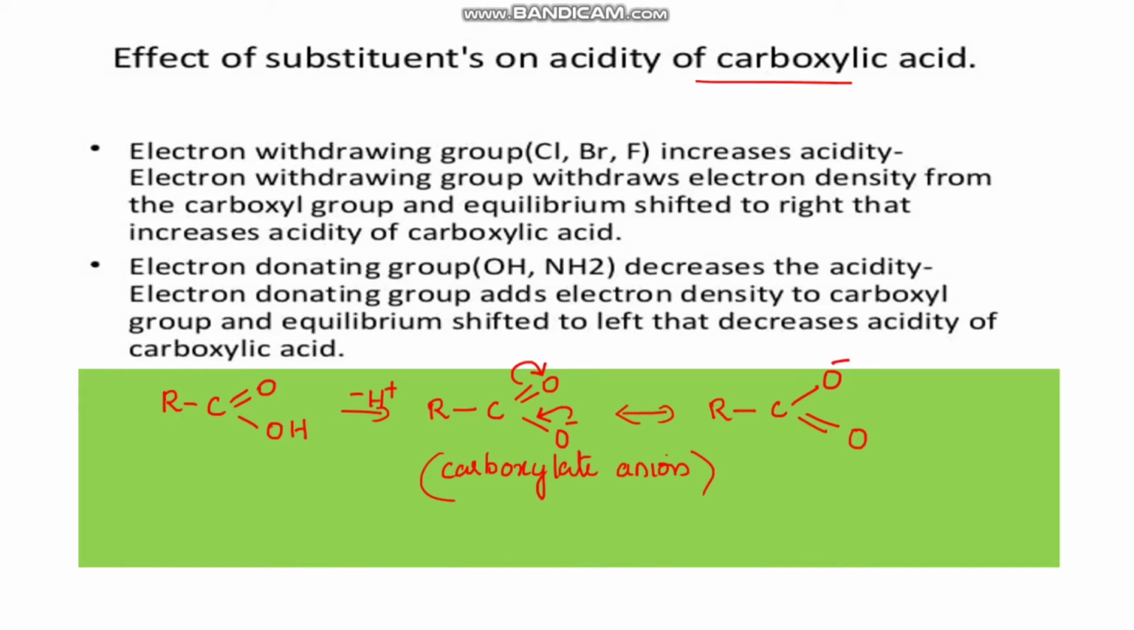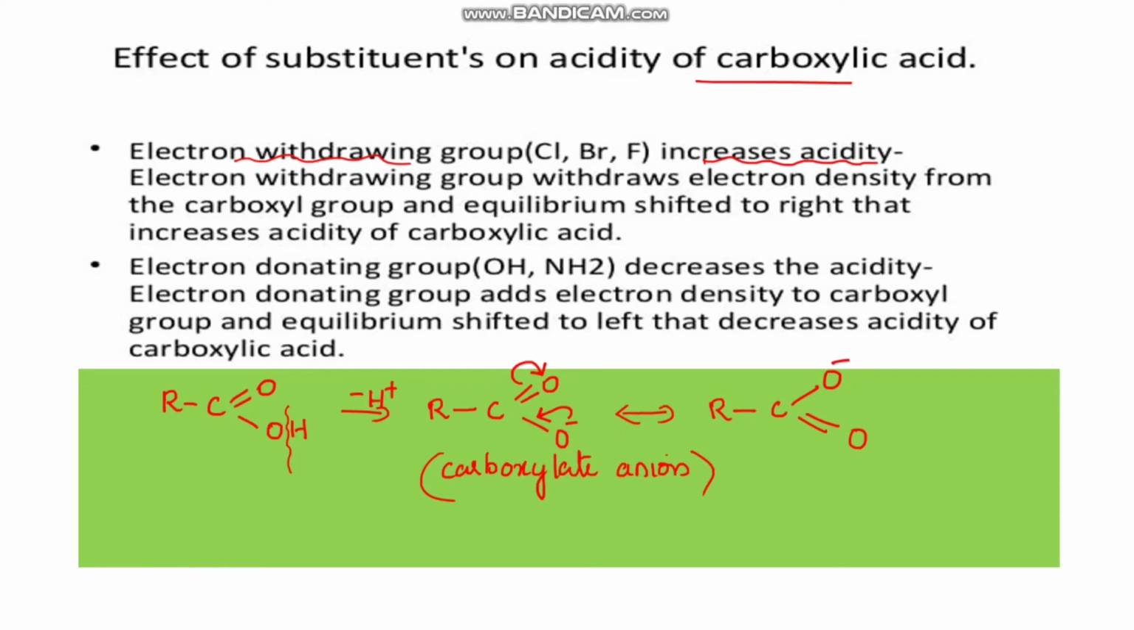And if an electron withdrawing group is present, here, what will the electron withdrawing group do? That electron withdrawing group will pull the electron pair towards itself, thereby weakening the OH bond, and therefore an electron withdrawing group will increase the acidity of carboxylic acid.